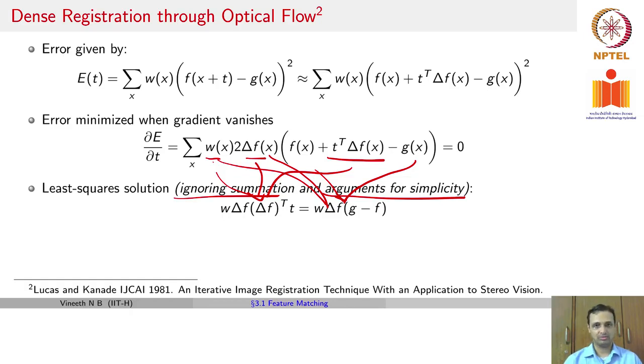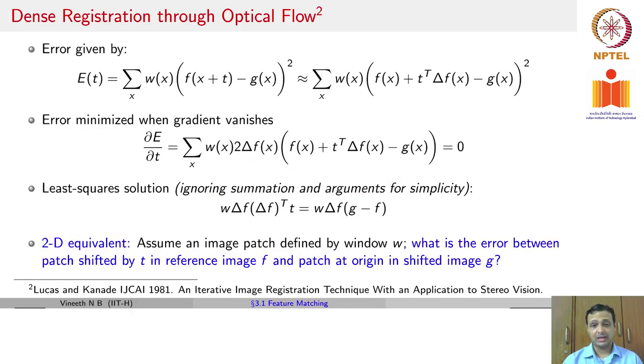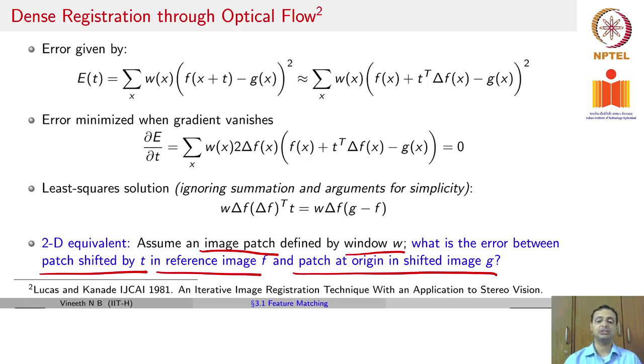What is the two-dimensional equivalent? It's exactly the same set of equations, just that instead of a 1D signal, you'll now have an image patch that's defined by a window W, and we then try to find the error between the patch shifted by T in reference image F and the patch at origin in shifted image G. So if you moved F by a certain T in the original image, do you get G is the question that we want to ask.